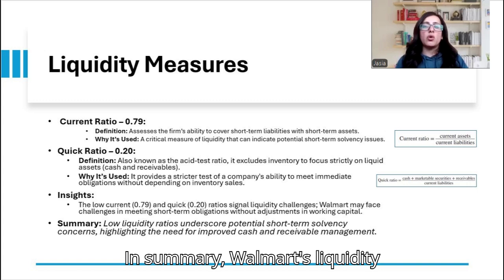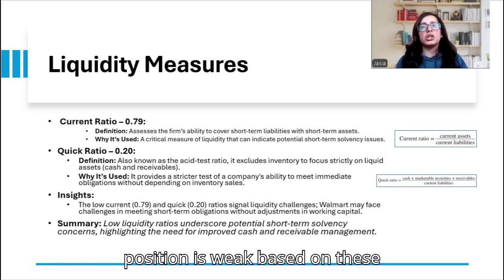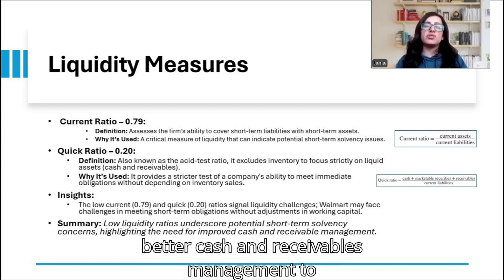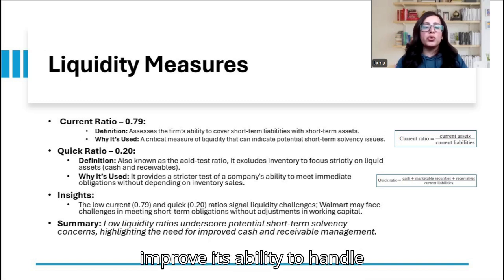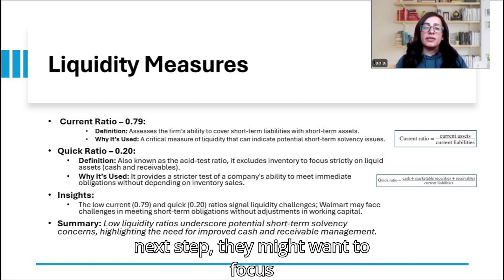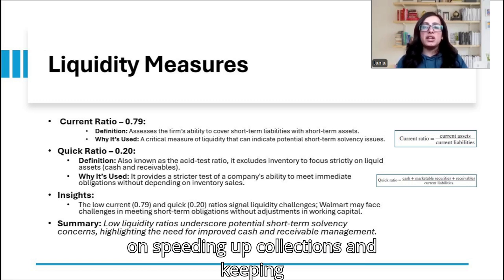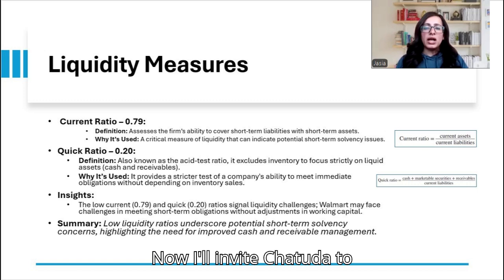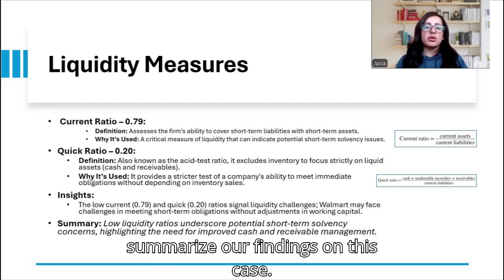In summary, Walmart's liquidity position is weak based on these ratios. It shows a need for better cash and receivables management to improve its ability to handle short-term obligations. As a next step, they might want to focus on speeding up collections and keeping tighter control of their expenses. Now, I'll invite Chatuda to summarize our findings on this case.